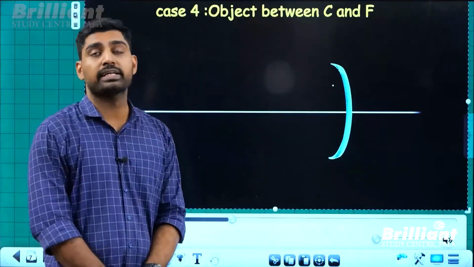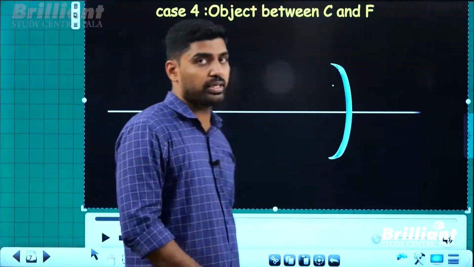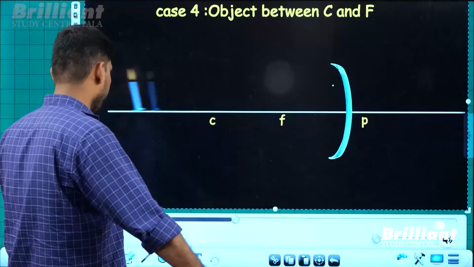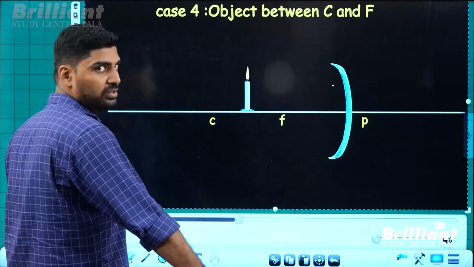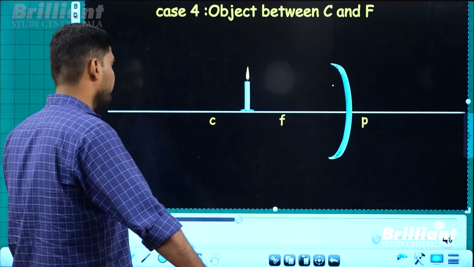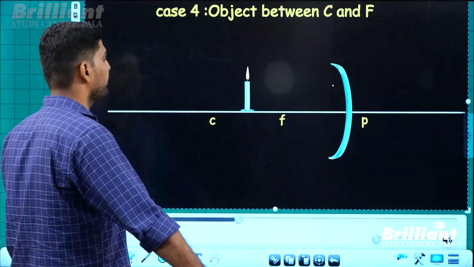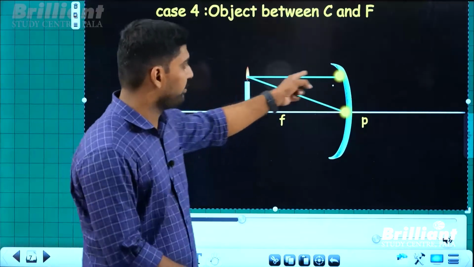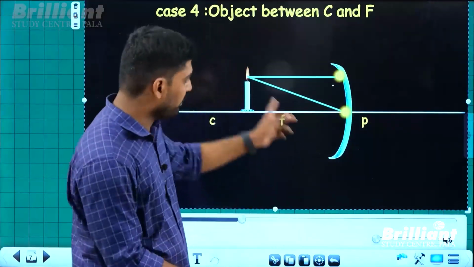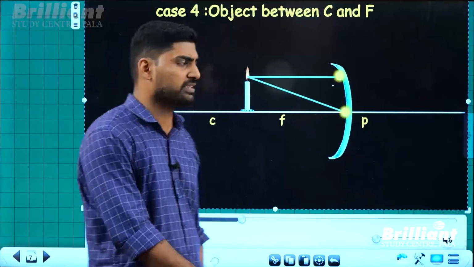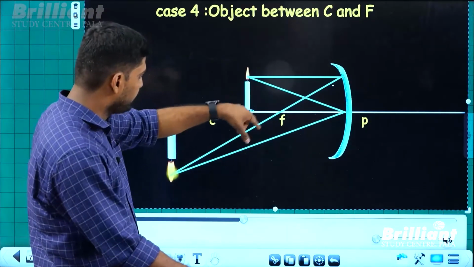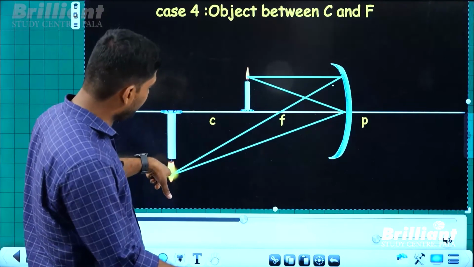Now, let us look at the case again where the object is placed between C and F. Let us see which light rays they consider first. One light ray that they have considered is the light ray parallel to the principal axis, and the second one is the light ray that is incident on the pole, just like we have taken. Then they will get reflected, and you can see that they are meeting at this point.